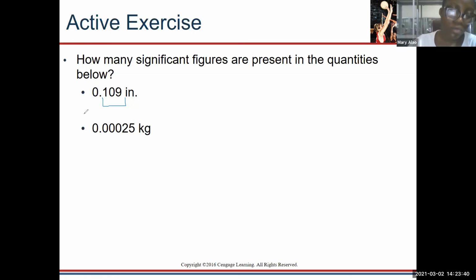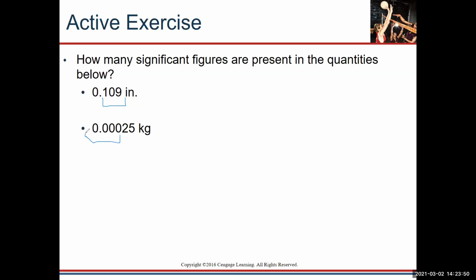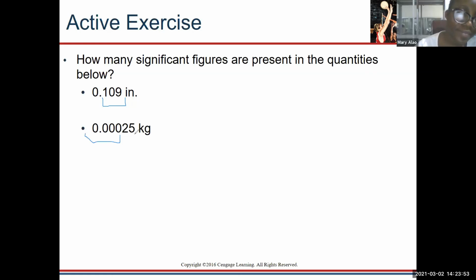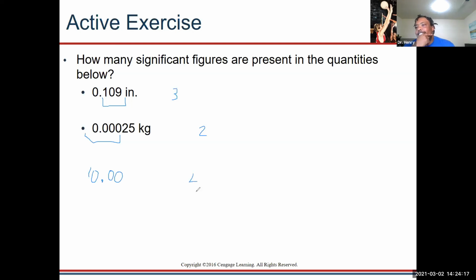Okay, so what about here? Well, here we have 5. These are all leading zeros. What did I just say about leading zeros? Oh, you're right. The correct answer is 2. So this guy is 3, this guy is 2. What about this one? 4. Okay. Piece of cake.